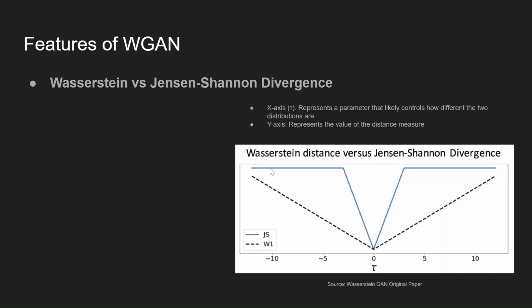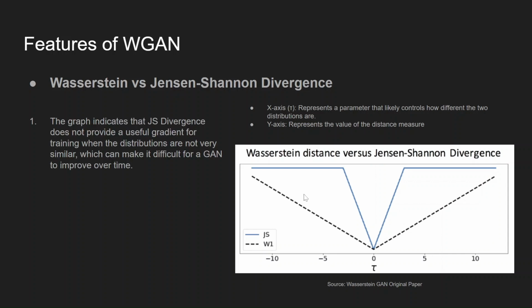In this plot, the blue line represents our Jensen Shannon divergence loss function, which is another variant of Kullback divergence loss function, but it is better than Kullback. That's why they have compared Jensen Shannon with the Wasserstein. So the blue line represents my Jensen Shannon divergence, and this dotted black line represents my Wasserstein loss function. You can clearly see that JS divergence does not provide useful gradients for training when the distributions are not very similar. So it makes the training process of GAN difficult.